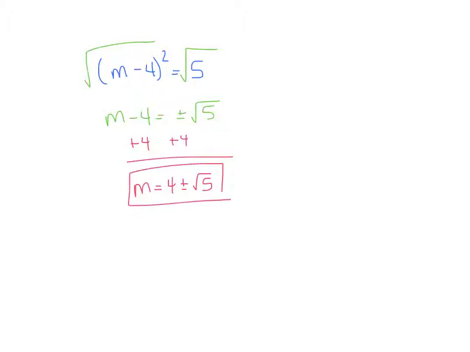So there is going over the square root property. Let's look at our next property. The next property is completing the square.